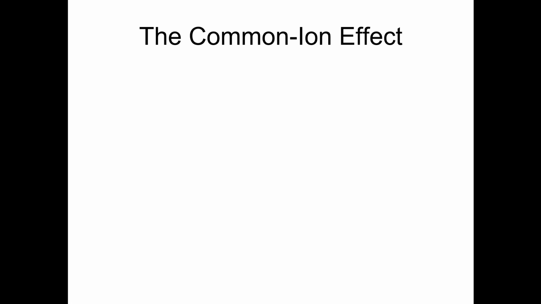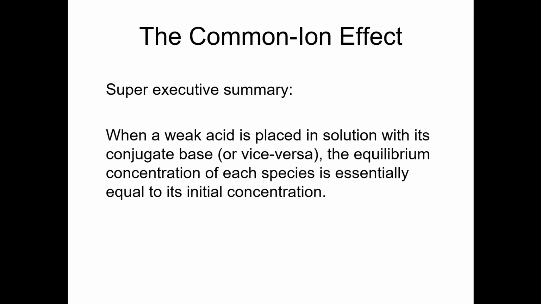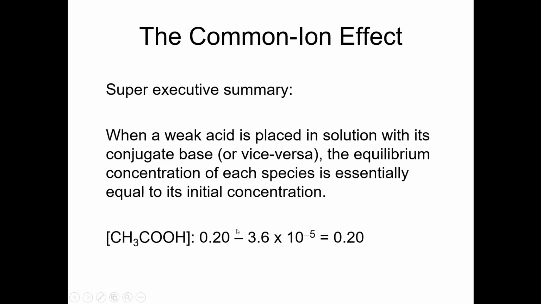Now let's go on to the super executive summary of everything we've talked about up to this point. When a weak acid is placed in solution with its conjugate base, or vice versa, a weak base is placed in solution with its conjugate acid, the equilibrium concentration of each species is essentially equal to its initial concentration. And we just saw that, this is the big takeaway from the common ion effect, that in the example we saw where the acetic acid and acetate were in there together, the change in concentration of the acetic acid between the initial condition and the equilibrium condition was so tiny that it can essentially be ignored.